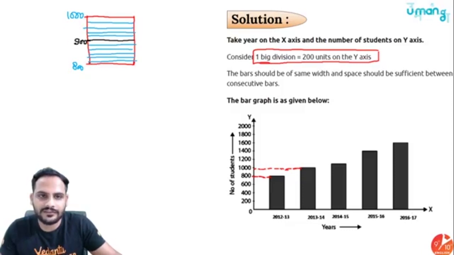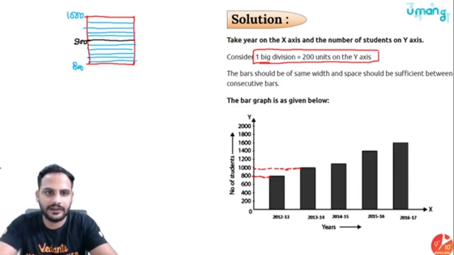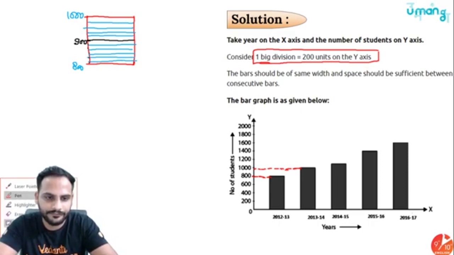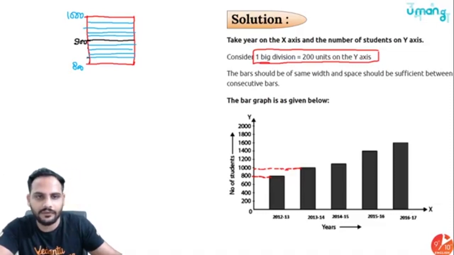There are 10 lines from 800 to go to 1000. See, 1, 2, 3, 4, 5. Have I drawn one line extra? Yeah, one line here I have drawn extra at the bottom. So now there are 10 lines: 1, 2, 3, 4, 5, 6, 7, 8, 9, 10. The 10th line is 1000. So each line, how much will it be? It's a total of 200 units divided by 10 lines. So each line represents 20.